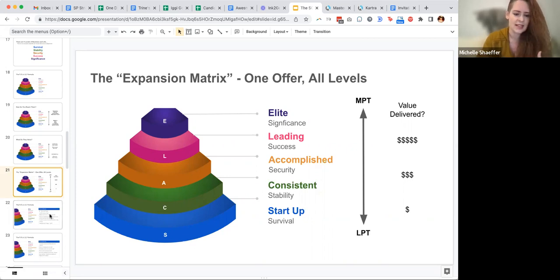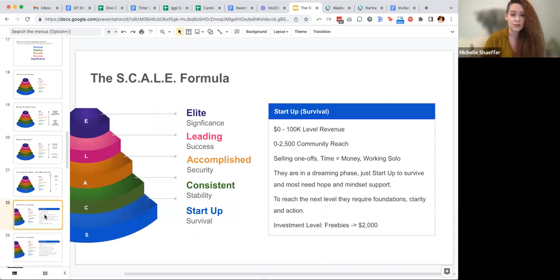All right, let's dive into the levels here. Again, if you have questions, feel free to put them into the chat here. So we're going to start at the bottom level. This is the biggest market. This is where the volume plays come in.